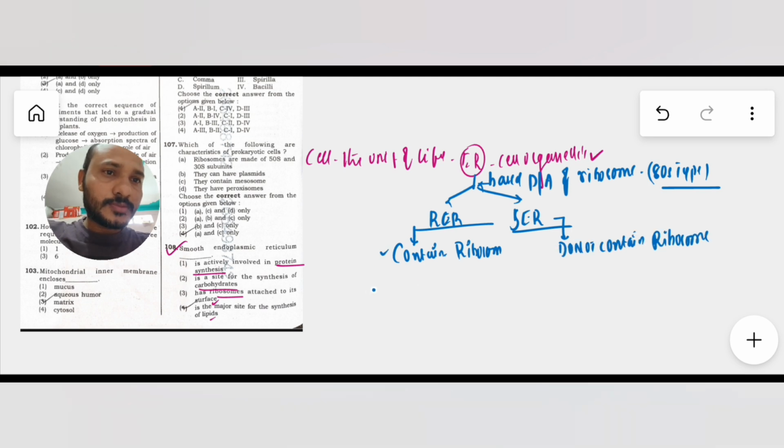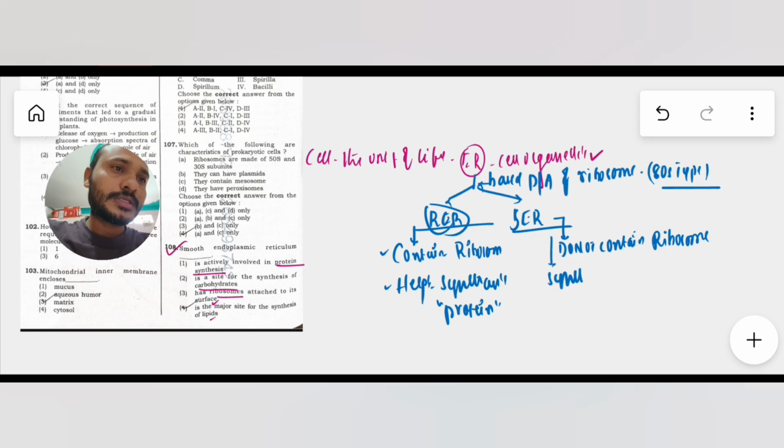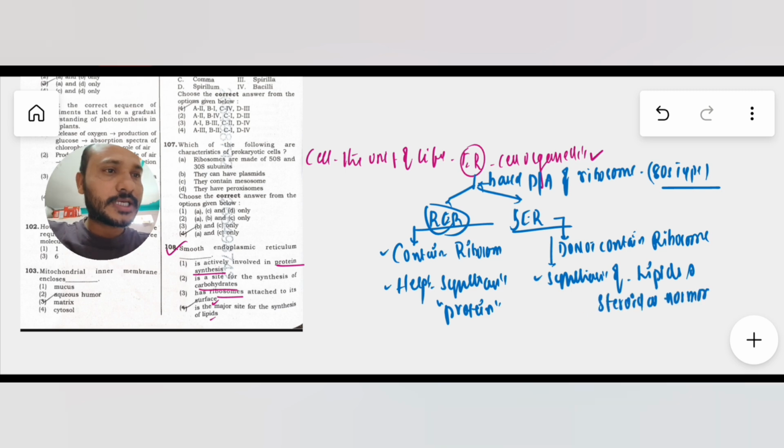Due to the presence of ribosomes on the endoplasmic reticulum, it obviously helps in the synthesis of protein. Why? Because ribosomes are the protein factory. So protein synthesis is performed by the rough endoplasmic reticulum. Due to the absence of ribosomes, the smooth one appears smooth, and it plays an important role in the synthesis of lipids, and very importantly in animals, it helps in the synthesis of steroidal hormones. Steroidal hormone synthesis is carried out by the smooth endoplasmic reticulum. Here the question asks only about smooth endoplasmic reticulum, so we focus only on this.